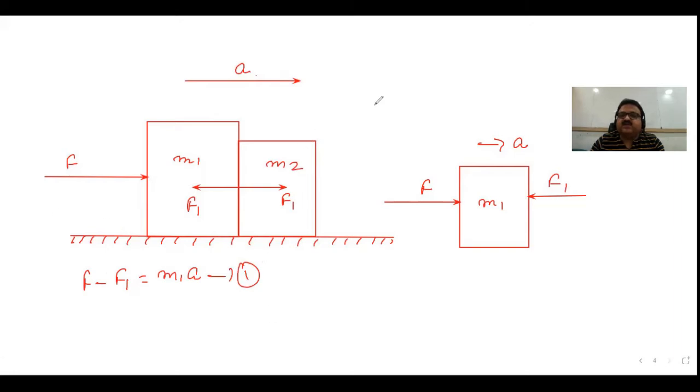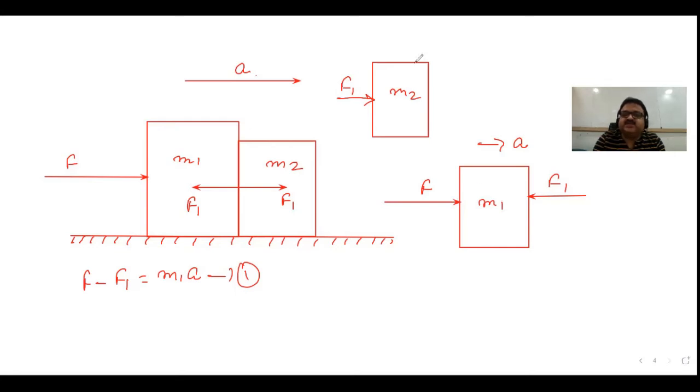Now take the case of the second body, make it free from the rest of the system. Once it is free, write down only the forces which are acting on this mass, and that is nothing but F1, which is exerted by M1 on M2, and this is M2. Always remember, while drawing a free body diagram, you have to choose only those forces which are acting on the body for which you are drawing the free body diagram.